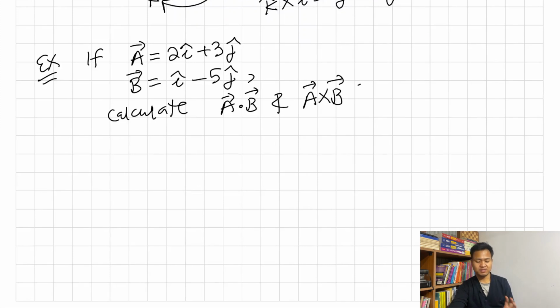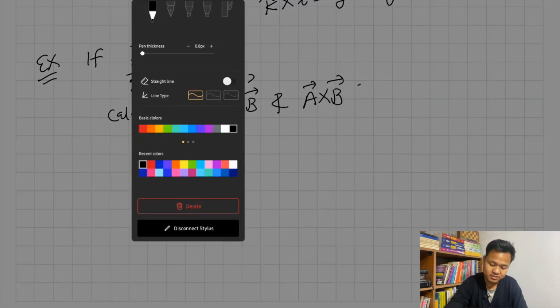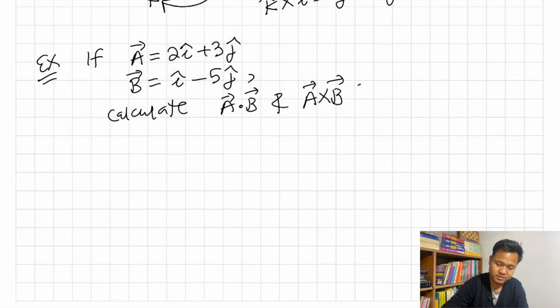We know the formula: a dot b is mod a mod b into cos theta. You can do it, but it is going to be lengthy, and you don't know the angle, so you don't know what to put for theta if you want to use the formula. So here we are going to simply solve it.